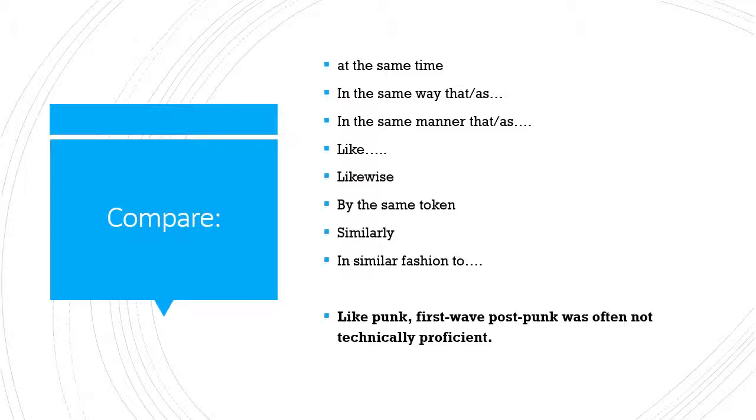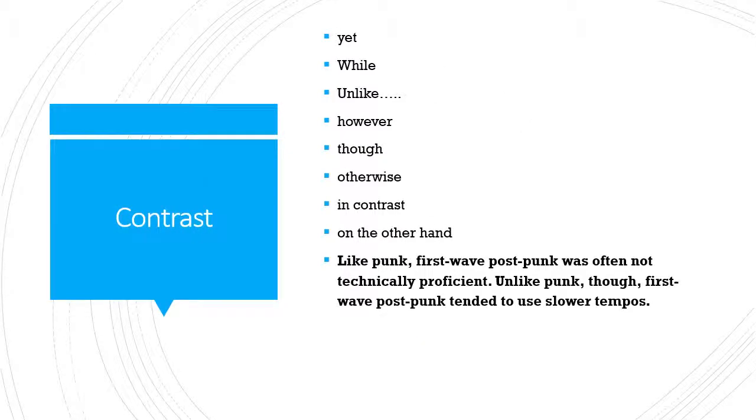Here are some ways that you can compare, right? These are good signal phrases for comparing. I'm not going to read all these for you, but look down at the bottom. Like punk, first wave post-punk was often not technically proficient, right? So I'm comparing first wave post-punk to punk, and I'm comparing by saying like, right? When we contrast, we're talking about how things are different. This is probably familiar to you, compare and contrast. Unlike punk, though, first wave post-punk tended to use slower tempos. So I'm talking about how first wave post-punk compares and contrasts with its predecessor, punk.